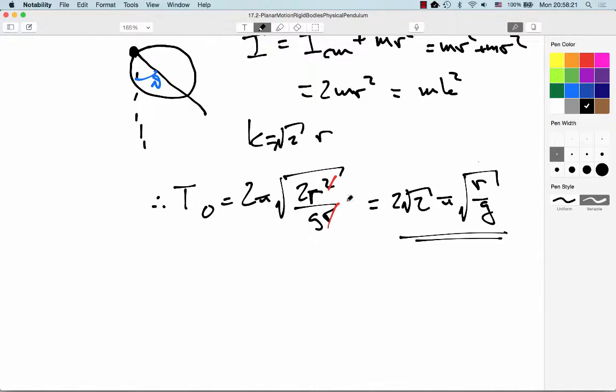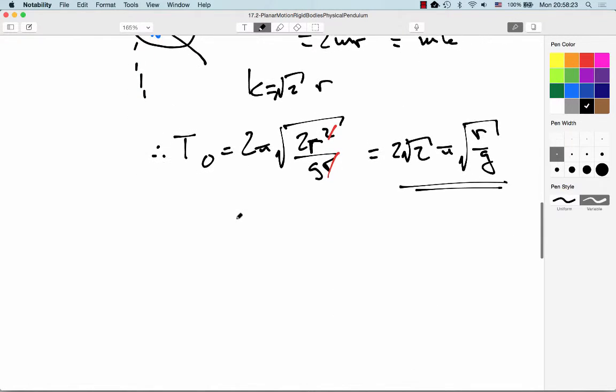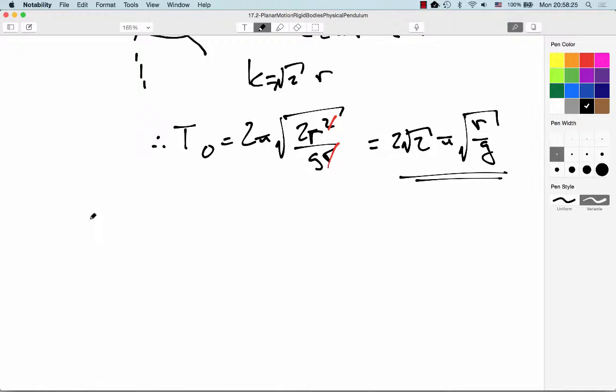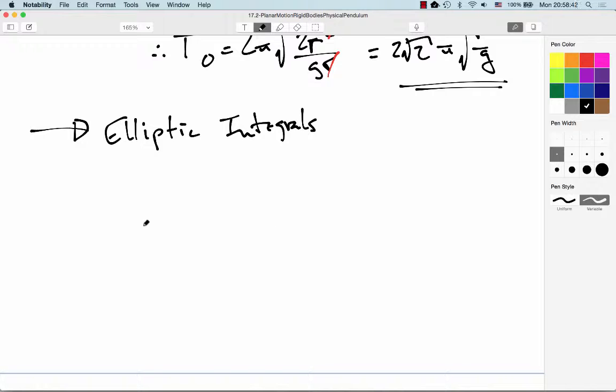All right, so that's all well and good, as long as we pinky swear that our angle is kept small. But what if it's not? Well, in that case, we're going to have to delve into the world of elliptic integrals. For the grins, let's go ahead and find our period the hard way.